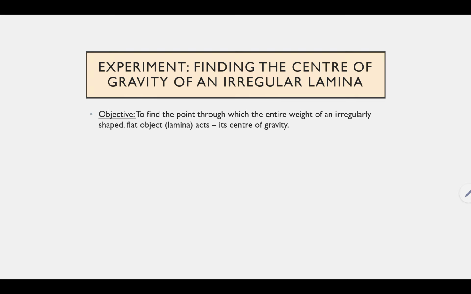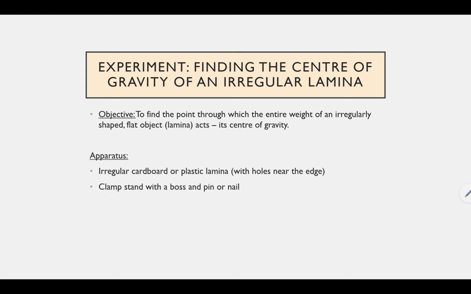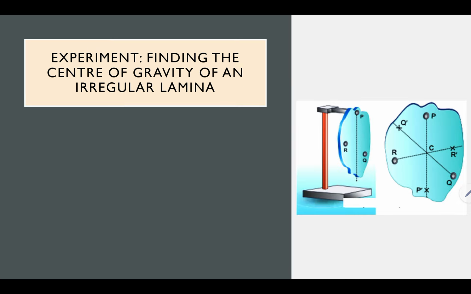To find the point through which the entire weight of an irregularly shaped flat object, a lamina, acts, its center of gravity, we need to get an irregular cardboard or plastic lamina with holes near the edges, a clamp stand with a boss and pin or nail, a plumb line, which is a string with a small weight, and a pencil and ruler. Here's what we need to do.